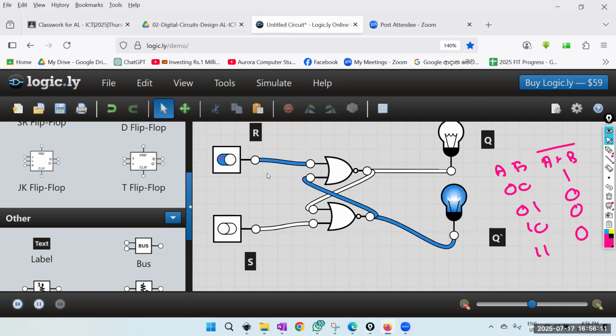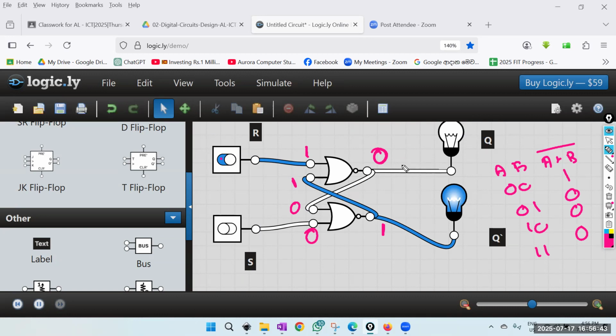Reset means R is 0. So then what happens? Now this is 1, this is 1, this is 0. When at least one input is 1, output is 0. So therefore this is 0. Still I can't tell anything, but in the next clock cycle, this is 0. Both are 0 means 1. That 1 goes there. 1, 1 means 0. That 0 comes here. 0, 0 means 1. Now it is Q dash 1, Q 0.